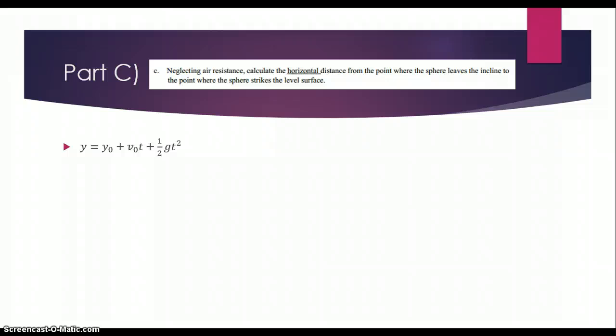Alright, so part C says, neglecting air resistance, calculate the horizontal distance from the point where the sphere leaves the incline to the point where the sphere strikes the level surface. So this is a basic projectile motion kinematics problem. First we solve for the time that it's going to hit the ground, so we use the equation y equals y naught plus v naught t plus 1/2 gt squared.